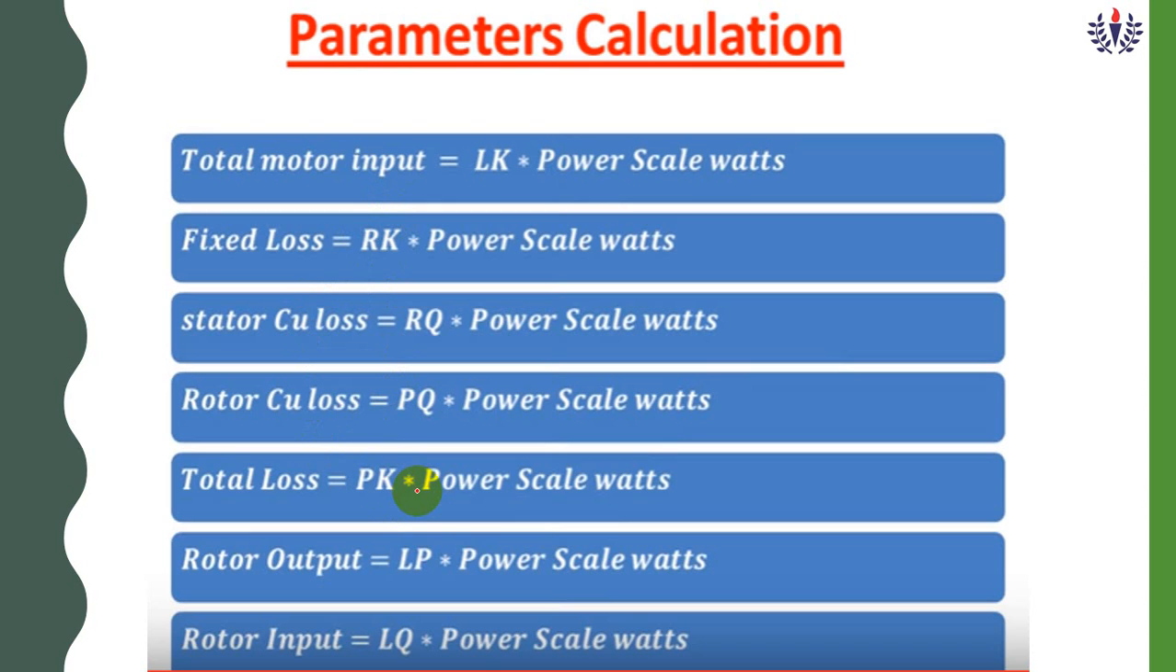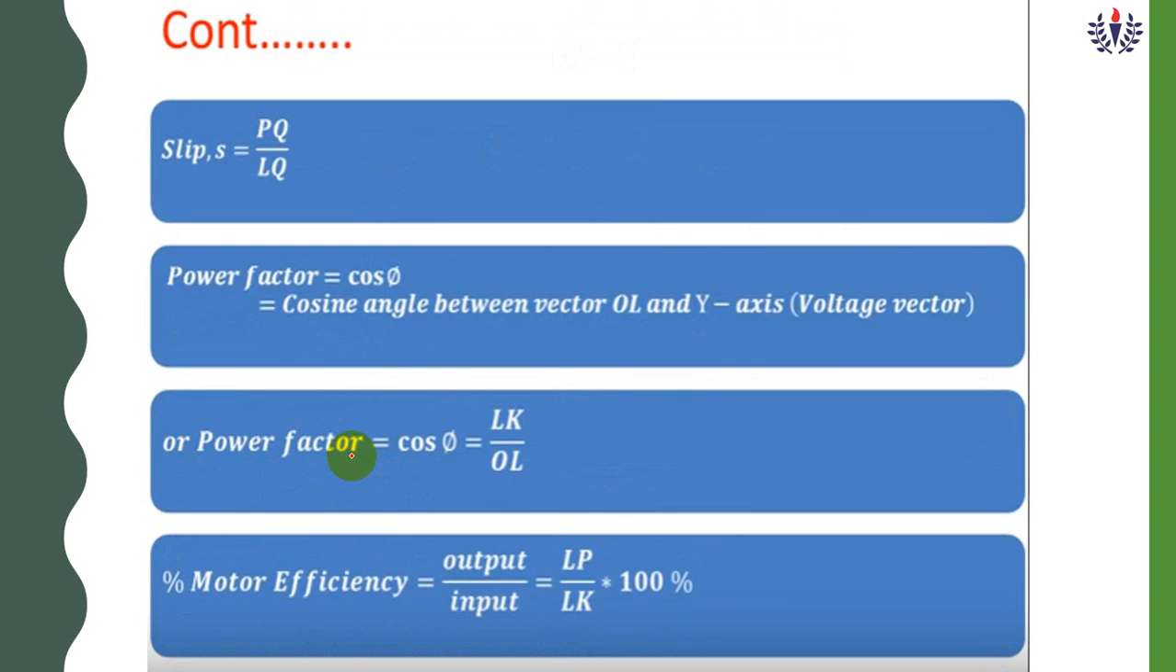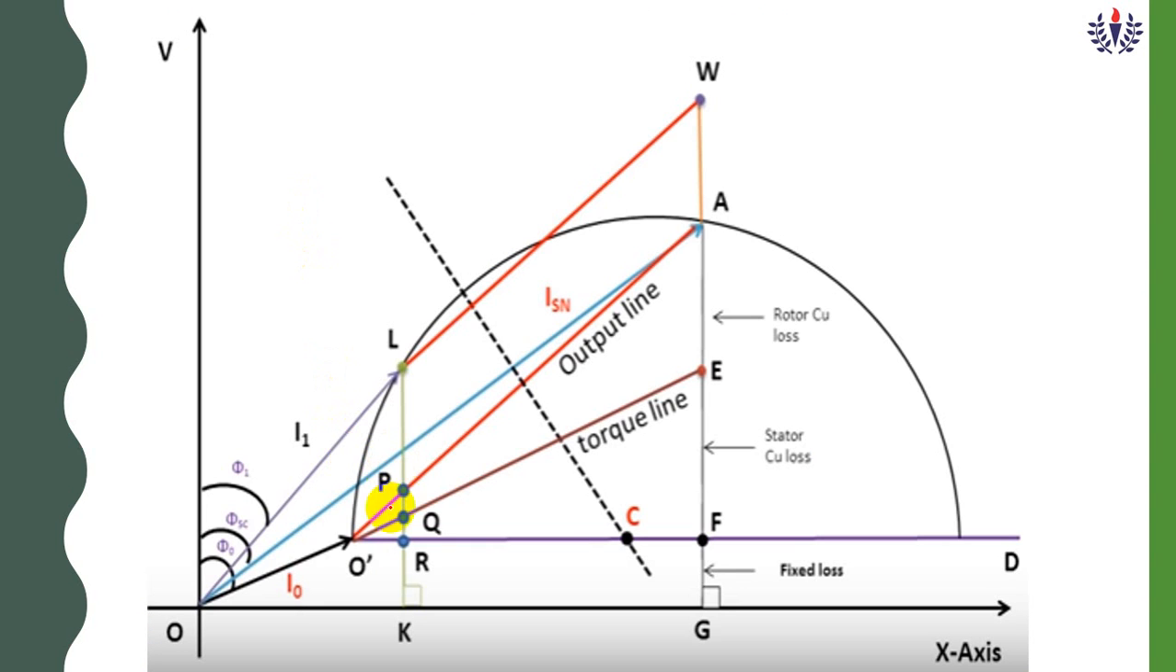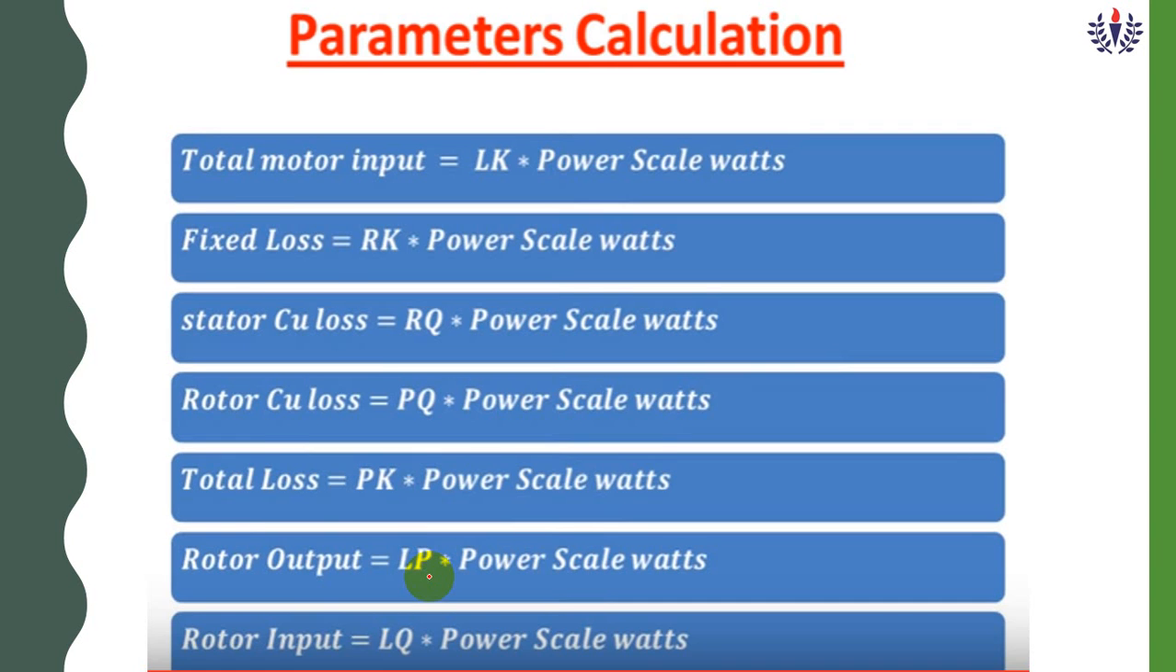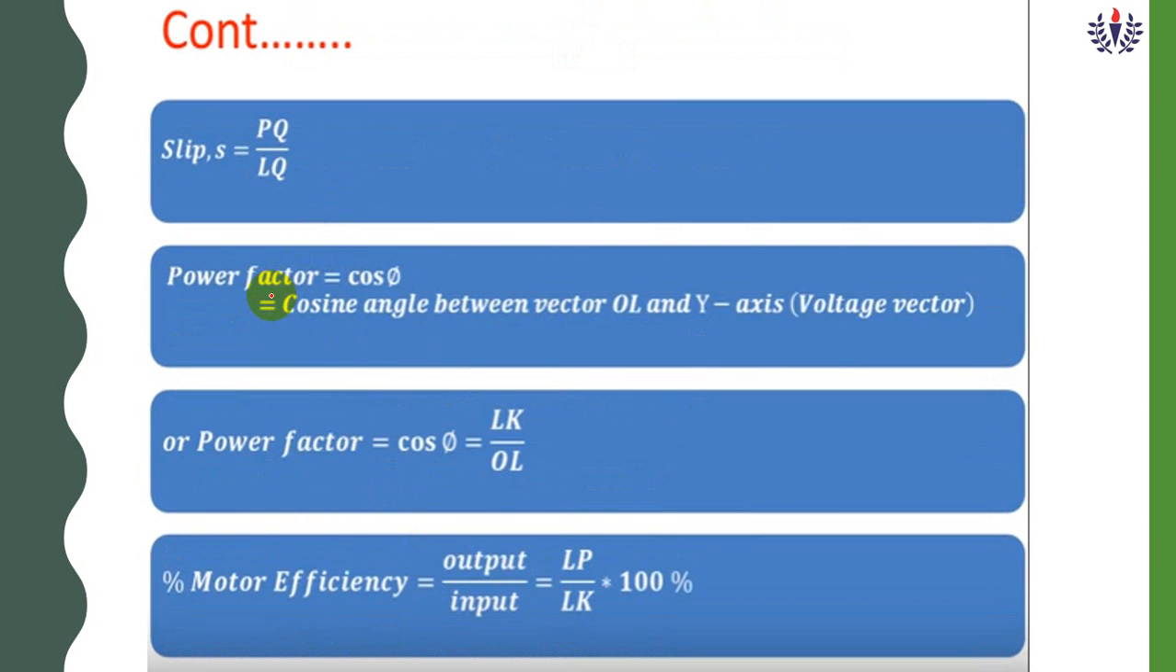These are the parameters which I am taking from the diagram. How to calculate the slip? S equals PQ by LQ, which you have to measure using the scale.